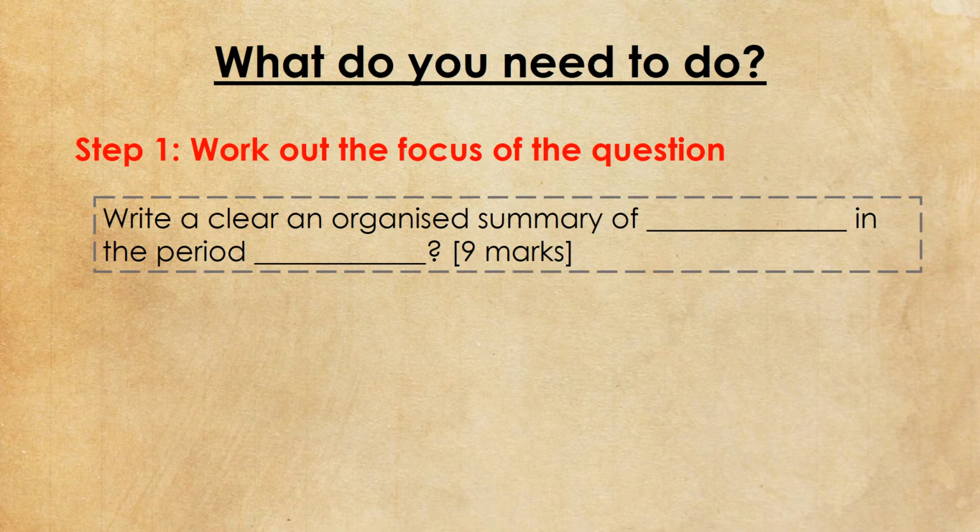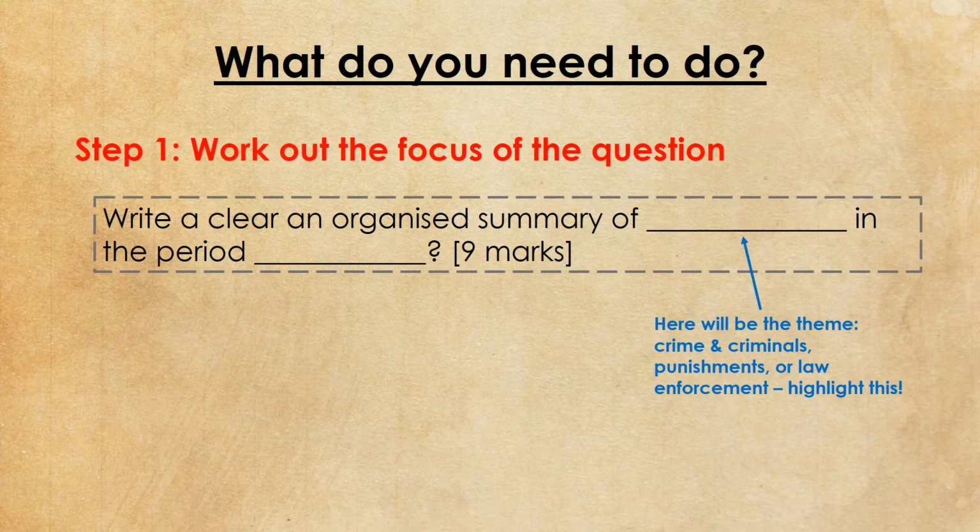Now, a 9-mark question will always start with the prefix, write a clear and organized summary of, and then it will say here, either crime and criminals, punishment, or law enforcement. You need to highlight this particular theme because this is what you are going to need to refer to with examples throughout your answer. So make sure you highlight this so you know exactly what kind of examples you need, whether it's for crime, punishment, or law enforcement.